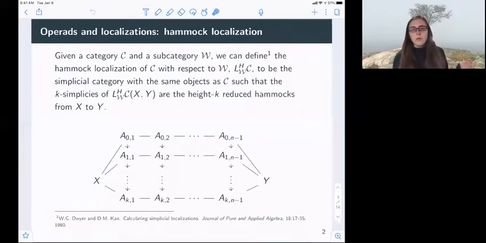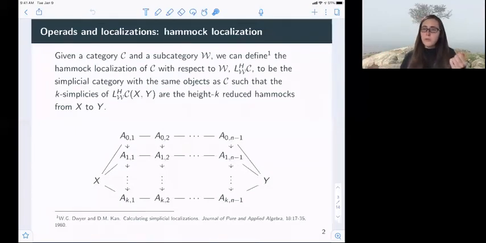So given a category C and a subcategory W, a simplicial localization is a simplicial category where we have an inclusion from C into the localization so that the images of all the maps in W are isomorphisms in the localization, and the localization is suitably universal. You'll often hear the maps in W referred to as the weak equivalences.